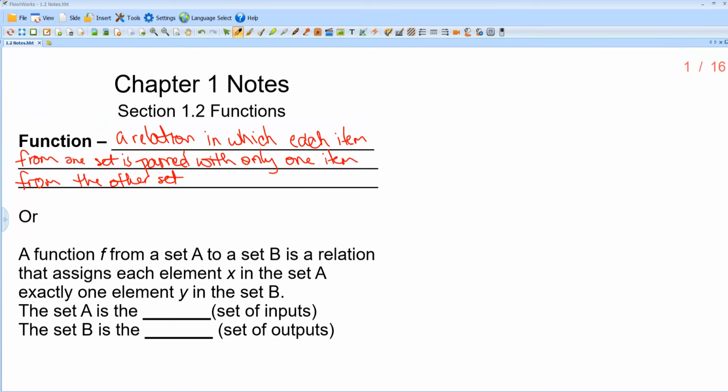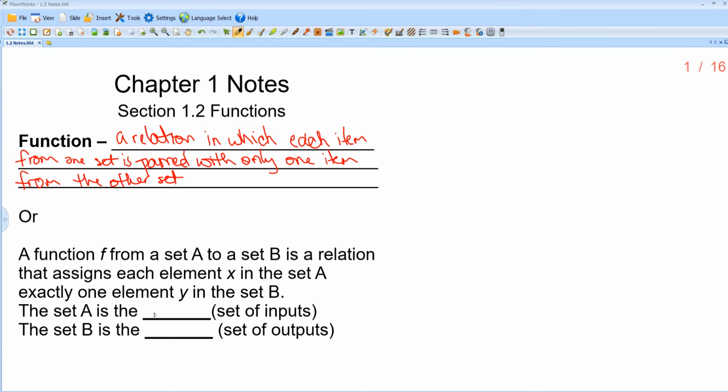And you'll sort of see this graphically and in tables, and it'll make more sense if you're struggling with visualizing that. Or a different way of saying that is a function f from a set A to a set B is a relation that assigns each element x in the set of A exactly one element y in the set of B. And really, just to summarize, that's just saying that each x value can only have one y value.